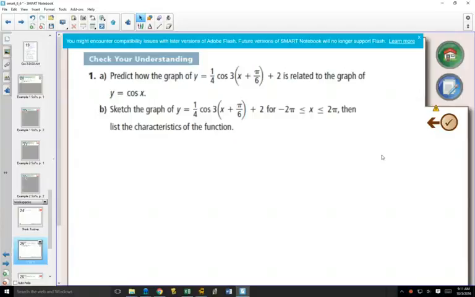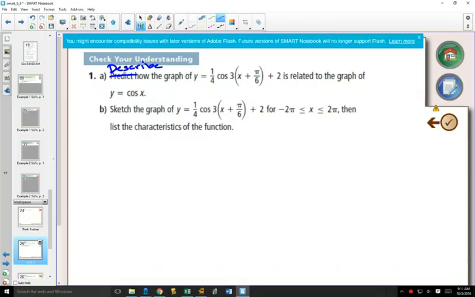So the first part, predict, maybe I would like to change this to describe, because I think the word predict allows you to be like, well, I can be wrong. I just happened to predict it wrong. Describe is a better word. What is that 1/4 going to do?